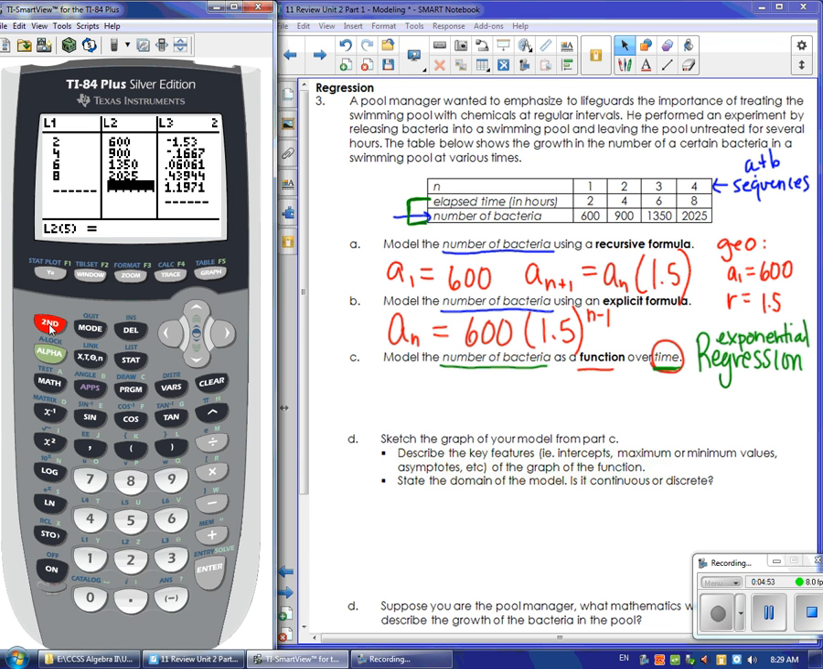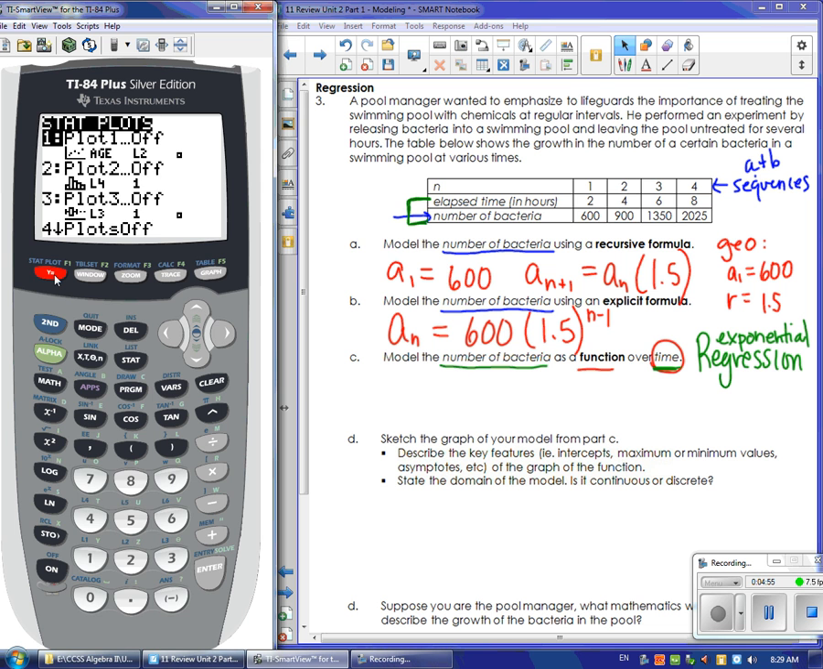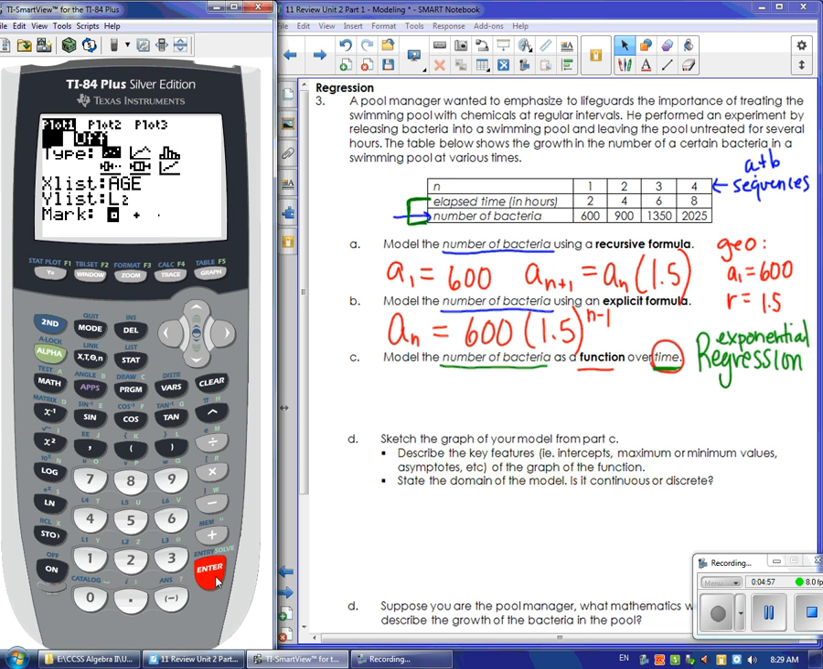construct a scatter plot so you can see. So if I go into my second y equals, I'm going to go ahead and select one of my plots to turn on. I want to make sure that I'm choosing my scatter plot option and that I'm calling my data from the appropriate list. So all my X values are in list 1, so I'm going to change that to list 1. And all my Y values, that's going to correspond to the number of bacteria, are in Y2.